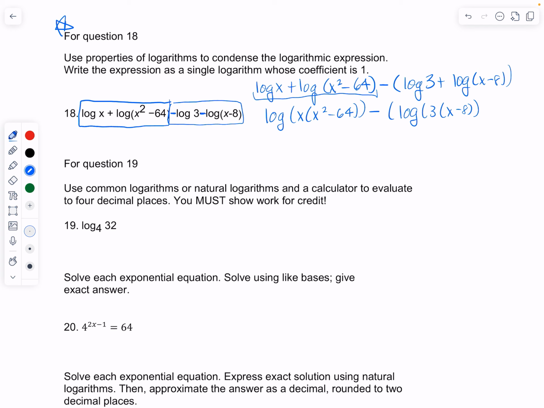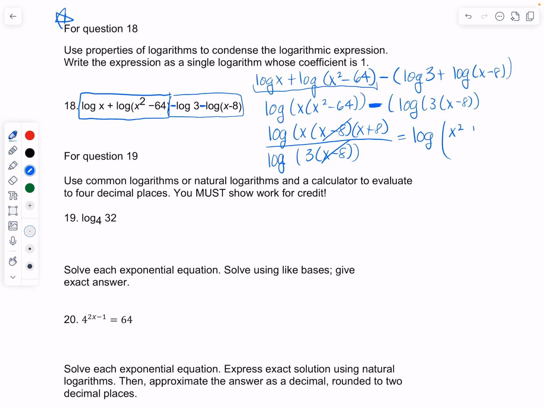Okay, now I'm going to go ahead and do this. So log of x times x minus 8 times x plus 8. This is a difference of perfect squares. That's what x squared minus 64 factors into. And this minus will be division of log of 3 times x minus 8. So I can cancel out the x minus 8s. So I can rewrite this up as log of x times x times x plus 8, which becomes x squared plus 8x over 3. And now I have everything combined together.